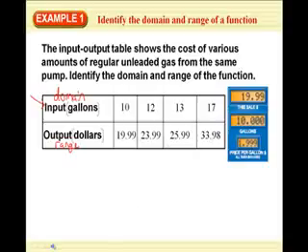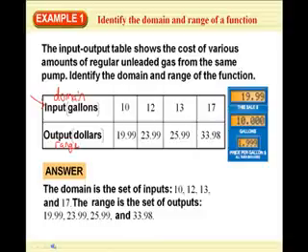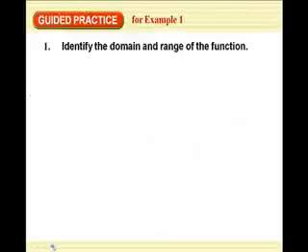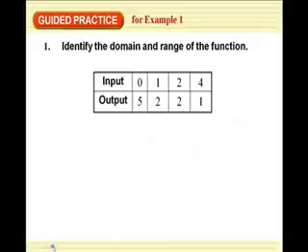So the domain is the set of inputs. Notice I wrote that on top. The range is the output. Right now we're just identifying inputs and outputs, domains and ranges. On the guided practice here, it says identify the domain and the range of this function. This is called a function table, our inputs and our outputs. The inputs are the domains. I'll just put a line. Those are the domains. The ranges are these numbers.